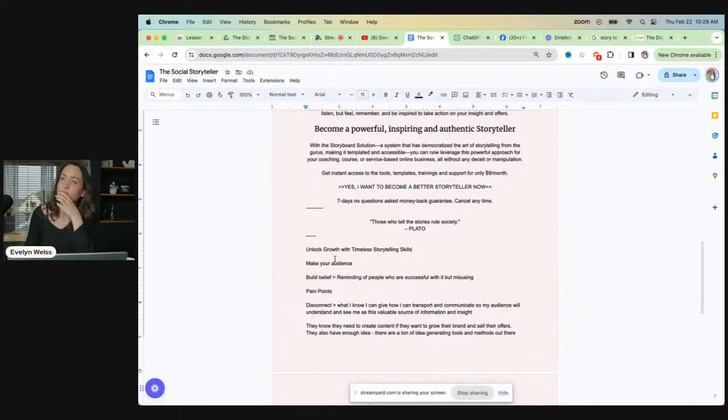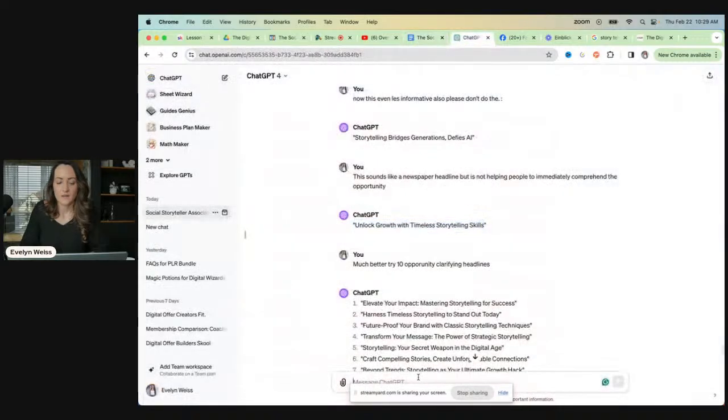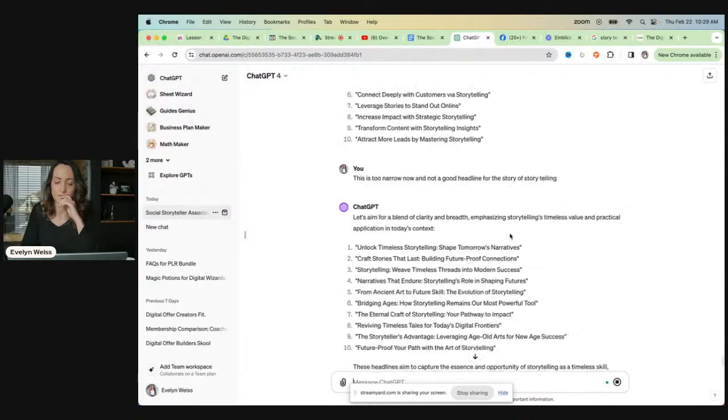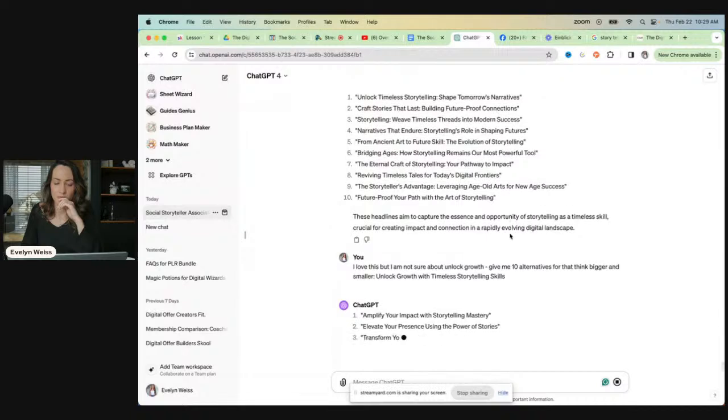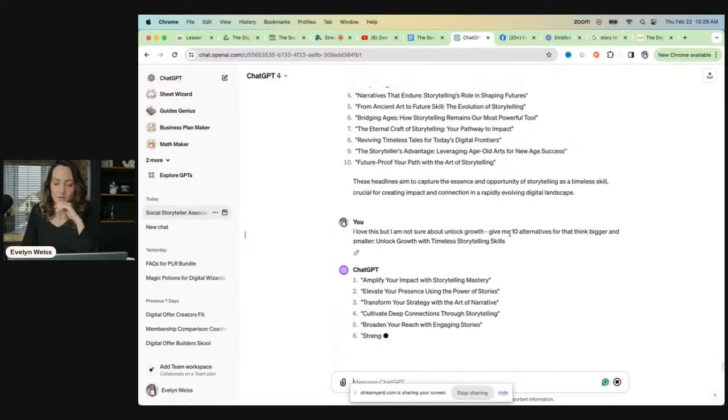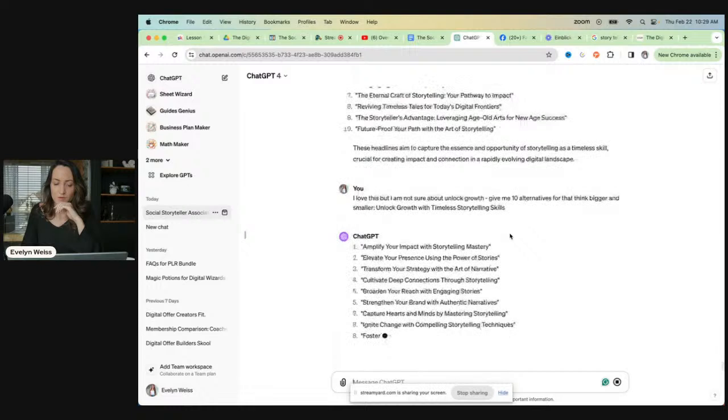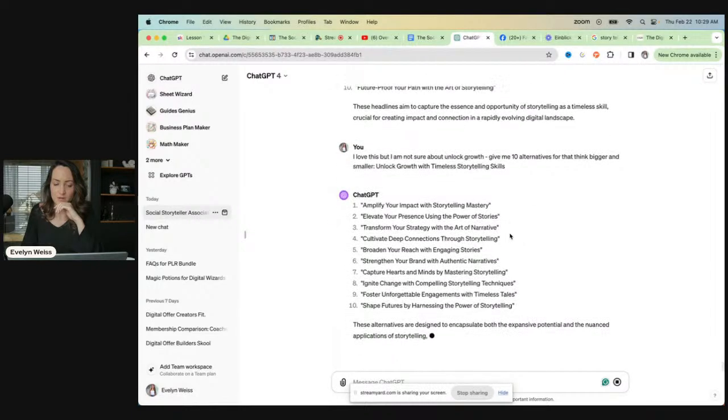Unlock growth. I love this, but I am not sure about unlock growth. Give me 10 alternatives for that. Think bigger and smaller. Elevate your presence, transform your strategy, cultivate, strengthen your brand, capture hearts and minds.